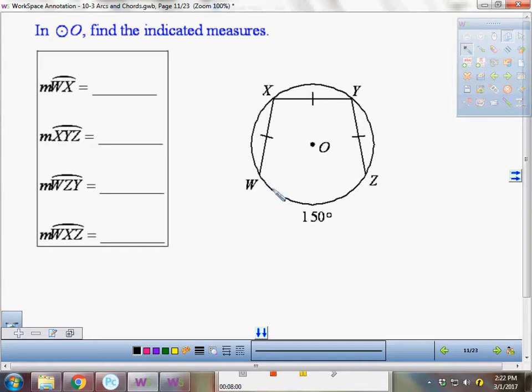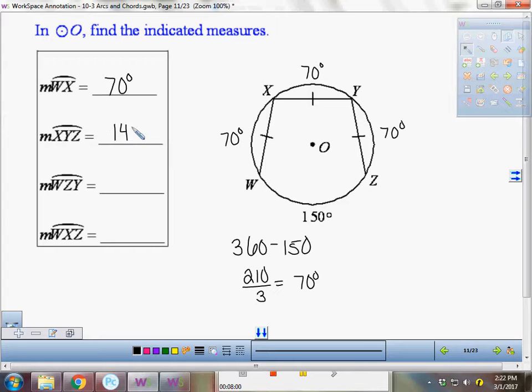All right, so now I have 150 on this side, and then I have 3 equal pieces left over. So I'm going to take the 360 and subtract 150. That leaves me with 210 degrees to go among these 3 pieces. So I divide that into 3 equal pieces, and every piece is 70 degrees. So when I'm finding WX, WX would be 70. XYZ would be this piece that's 70 and this piece that's 70, so that gives me 140 degrees.